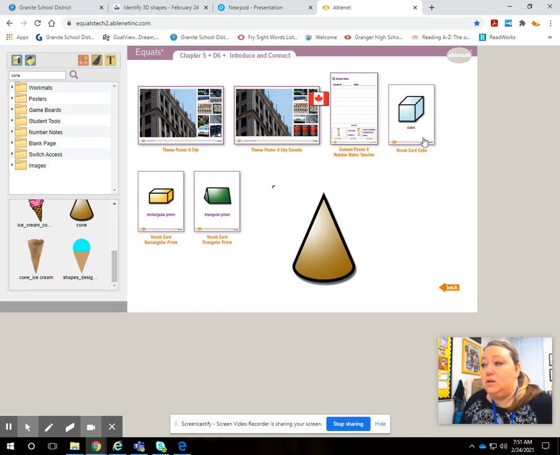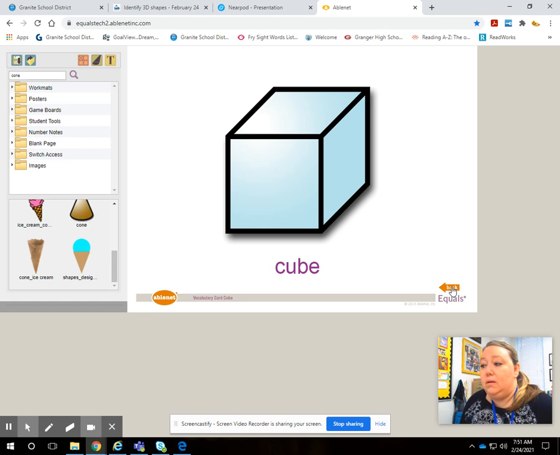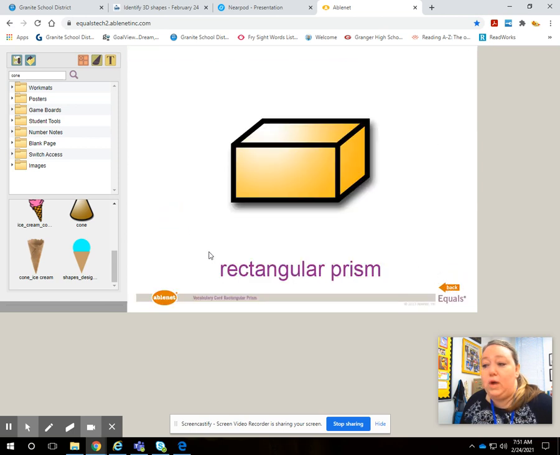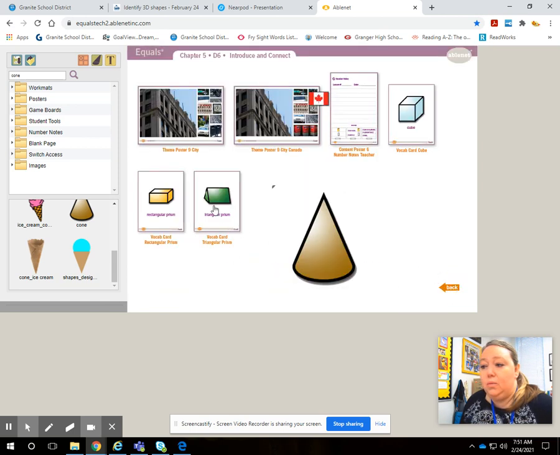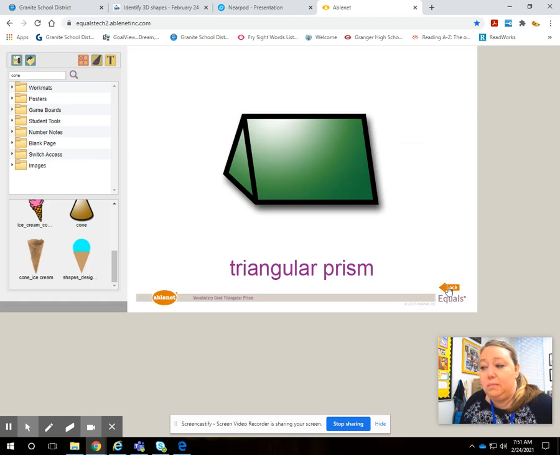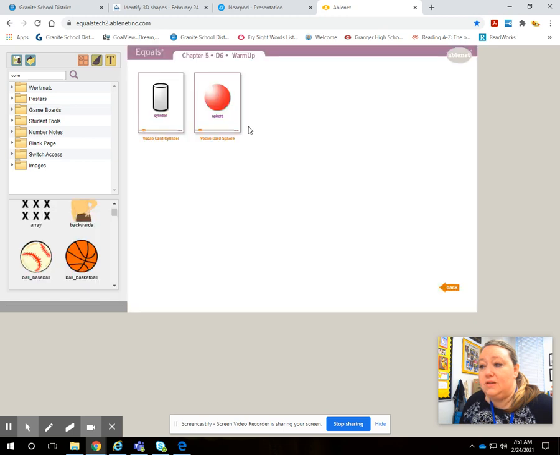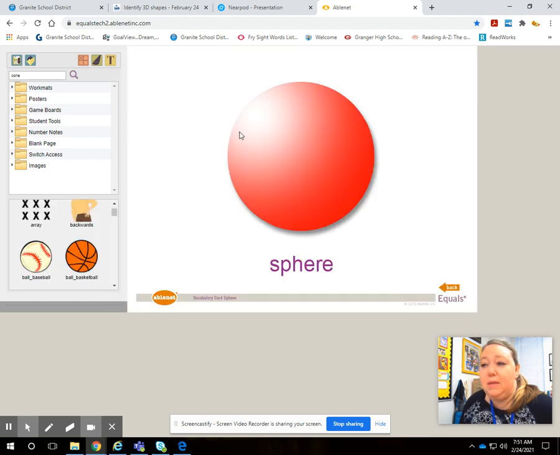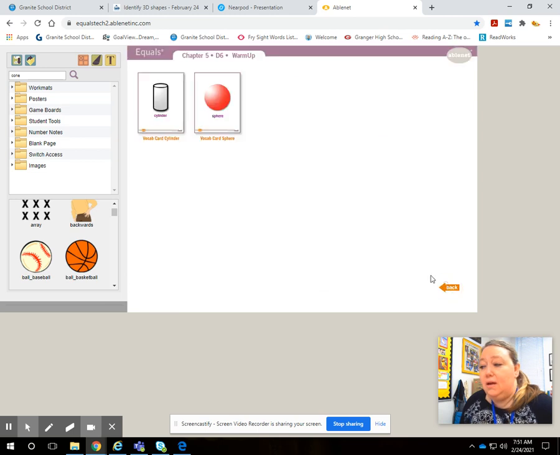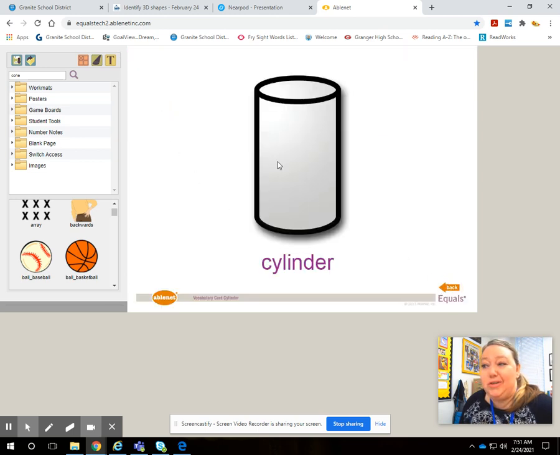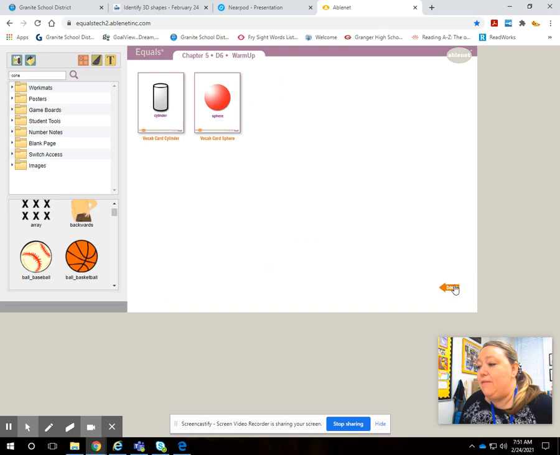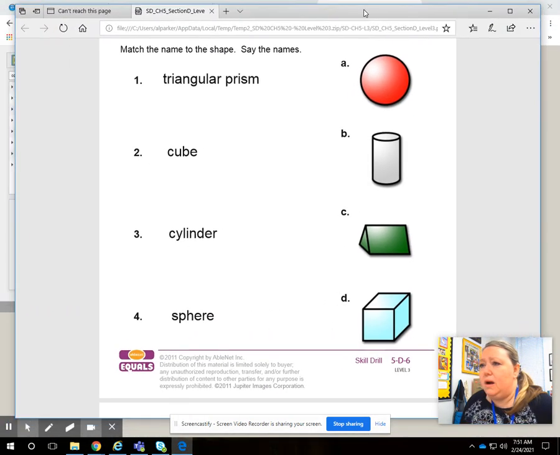Okay, so all together, friends, we have learned a lot of new terms, haven't we? We've learned cube, we've learned rectangular prism, we learned triangular prism, we learned cone, and the two from last time, sphere and cylinder. Okay, so we have actually 6 different terms that we've learned these last 2 lessons. So that's a lot.